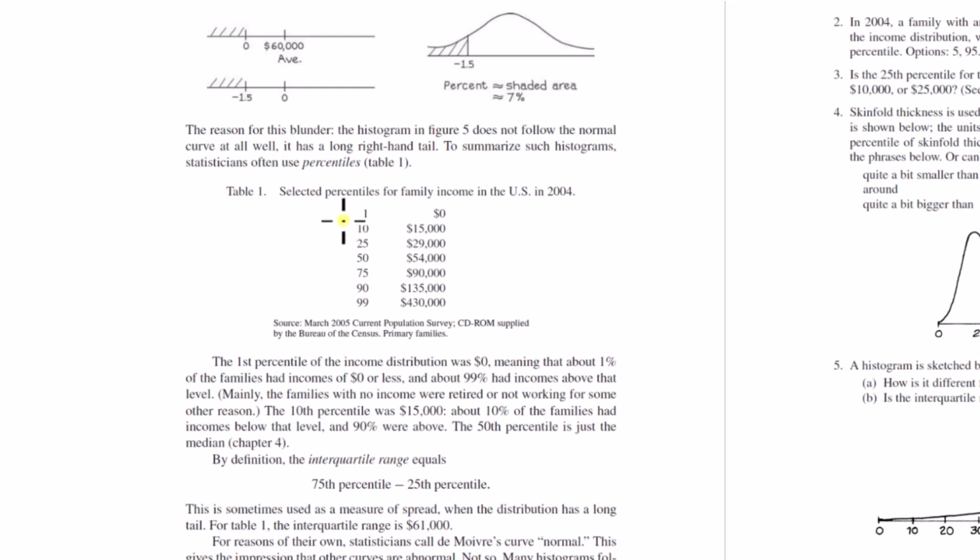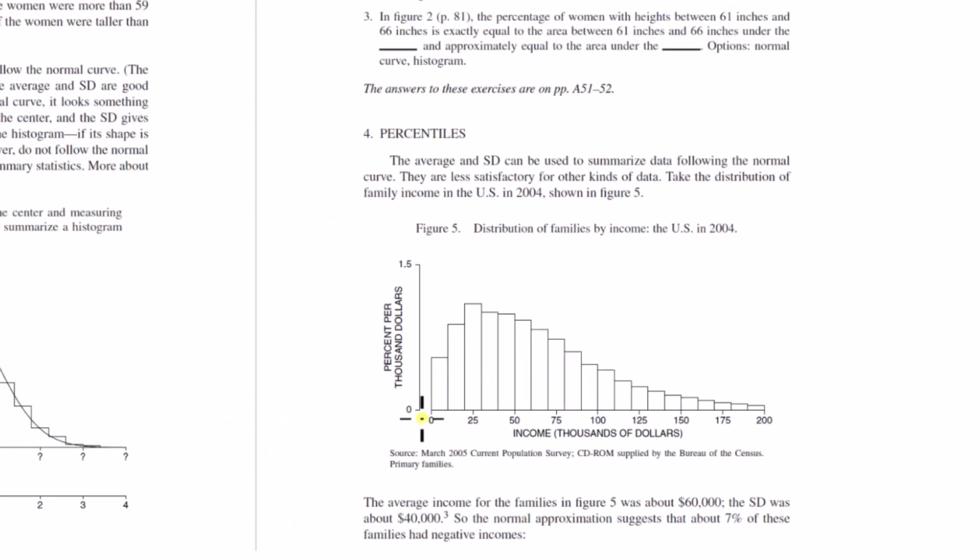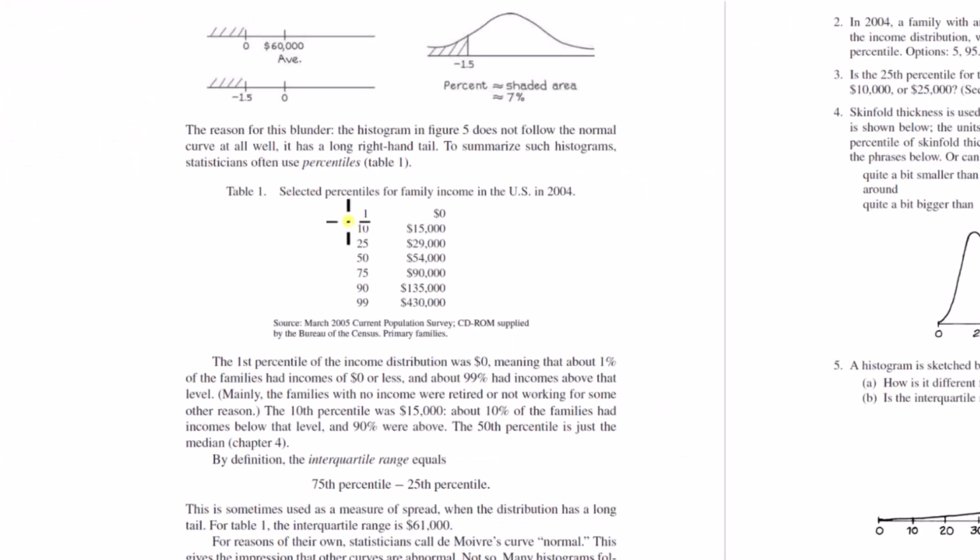Okay, so here are the percentiles for this histogram, family income levels in the U.S. Here's the first percentile, here's the 10th percentile, here's the 25th percentile, 50th, etc. The first percentile of the income distribution was $0, meaning that about 1% of the families had incomes of $0 or less, and about 99% had incomes above that level. Mainly the families with no income were retired or not working for some other reason. The 10th percentile was $15,000. So about 10% of the families had incomes below that level, and 90% were above.